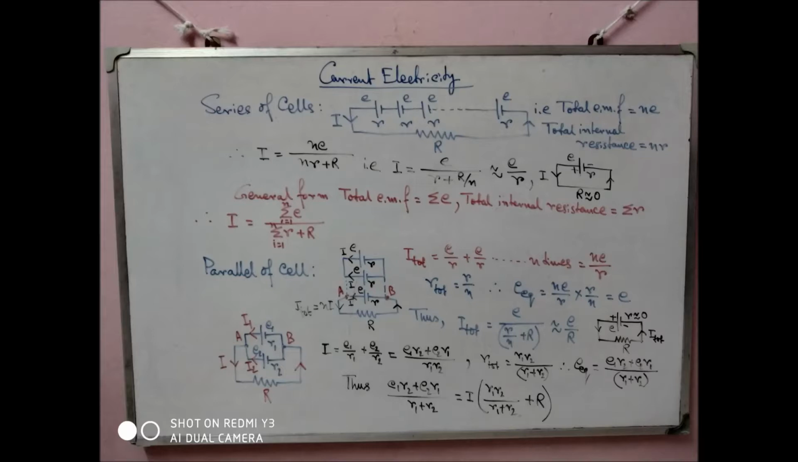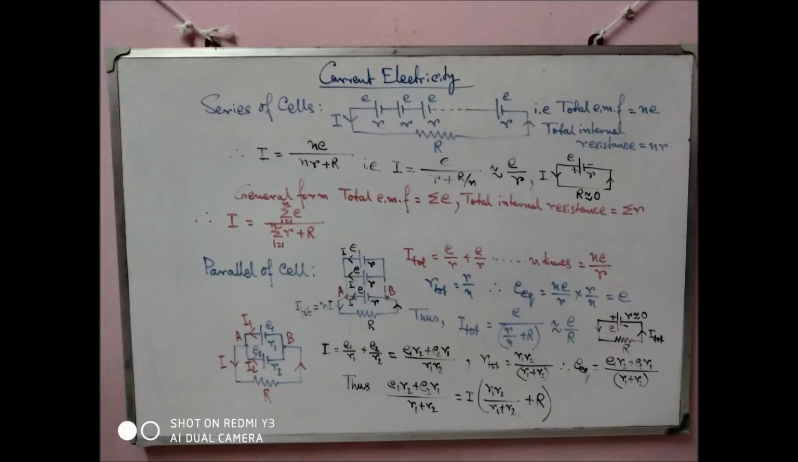Now what is the external resistance? We know that the parallel resistance formula is 1 by R1 plus 1 by R2 plus 1 by R3 and so on. But here all are the same. So 1 by R plus 1 by R, up to n times, gives n by R, which is 1 by R equivalent. So the total internal resistance is R by n. We just take the reciprocal of that, correct? Simple mathematics. So R by n.